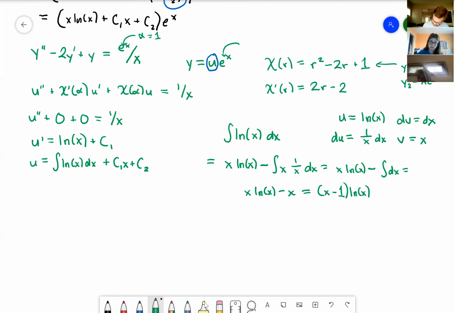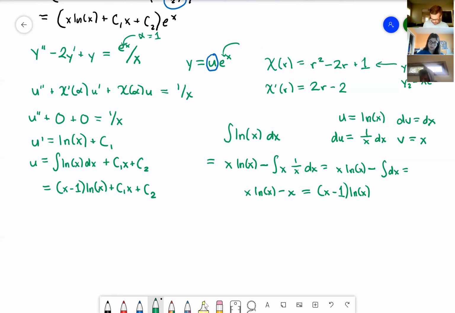Natural log of x plus some constant. Okay, so this is x minus 1 natural log of x plus c1 x plus c2.